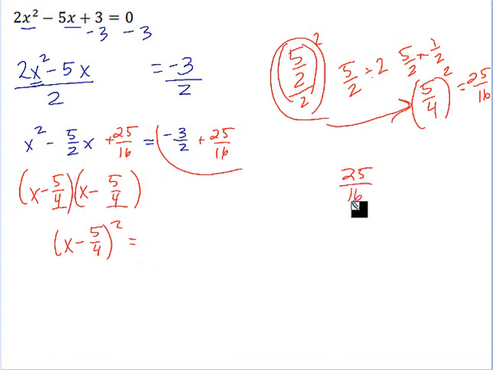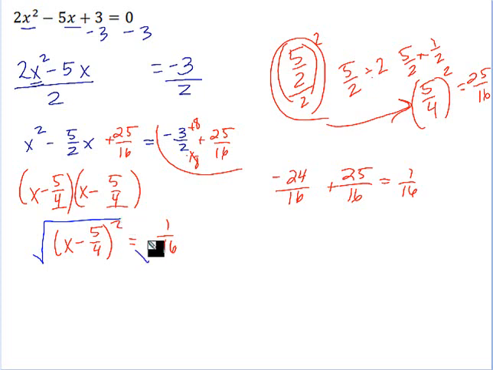So 25/16 has a denominator of 16. So if I want negative 3/2 to have a denominator of 16, I would times top and bottom by 8, which would give me negative 24/16. So when I add those together, I get 1/16. Or you could simply use your calculator.